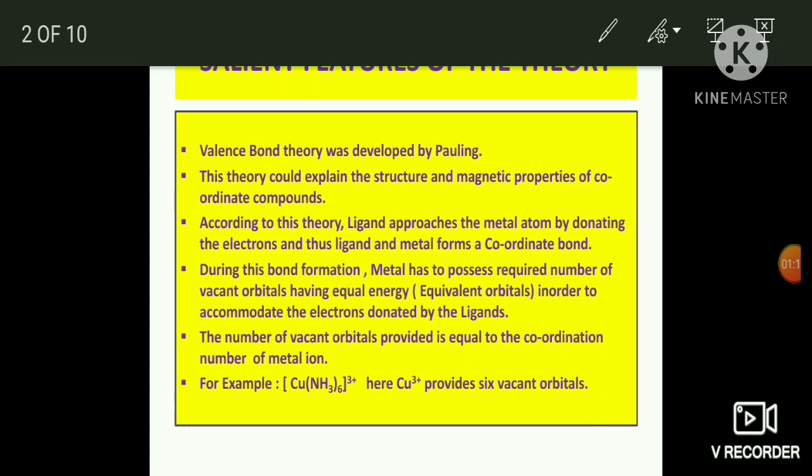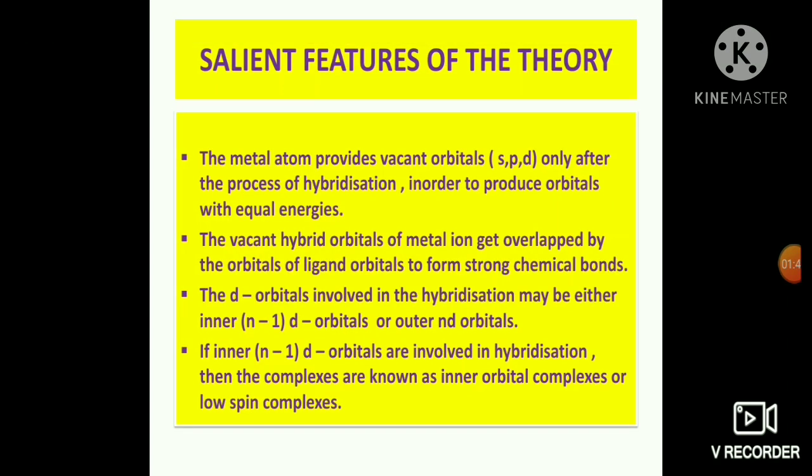This we can see from the example. If we take hexaamine copper, here copper will provide 6 vacant orbitals. If we take tetraamine copper, copper plus 2 ion provides 4 vacant orbitals. This is how the number of vacant orbitals provided is equal to the coordination number of the metal ion. Going to the next slide, here the metal atom provides vacant orbitals of sp-d type.